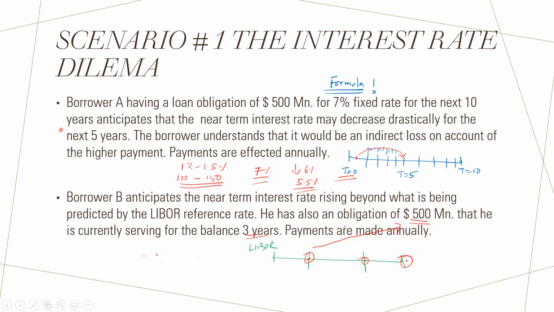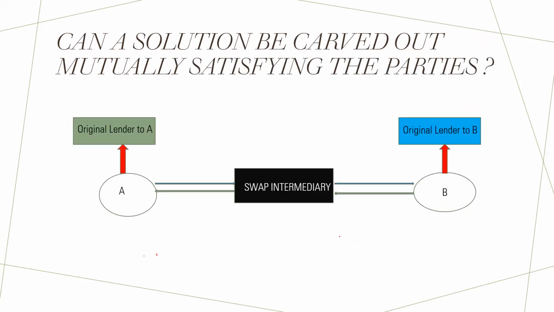Okay, now in this situation, can a mutually satisfying solution be found? The answer is yes, at least for the next 3 periods. Remember what exactly has happened. We have borrower A that anticipates that the market interest rate will come down. And when I say market interest rate, we are talking about the floating interest rate. Essentially, he has borrowed at a fixed rate.